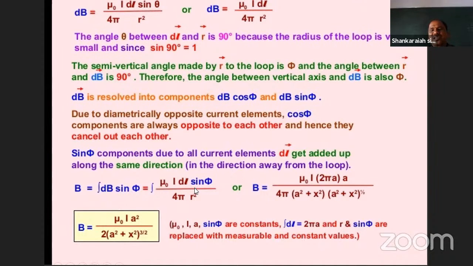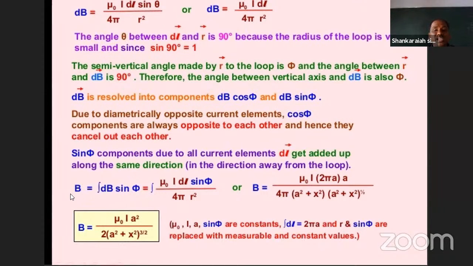Added up means what, sir? Here dB is equal to 2 dB sin phi. Got it, my concept here. But the coil has n number of elements, so we calculate the total magnetic induction at point P on the axial line of the current carrying coil using integration.